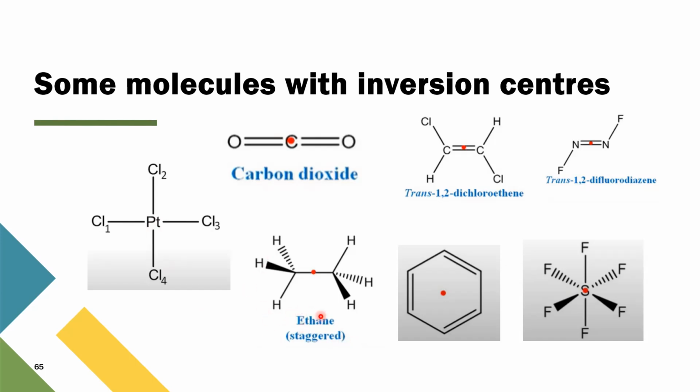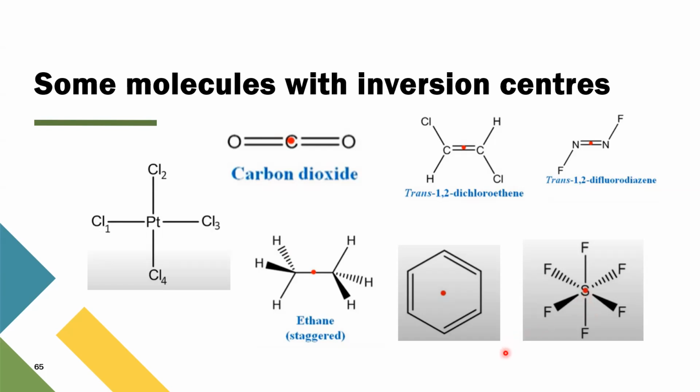In staggered form of ethane, again you get a midpoint because from here to here, you can draw a line. 2 equal atoms are there. Here to here and here to here, right? So make a model and see, then you can understand. Similarly, in benzene, you get inversion center in the middle of the molecule. Then hexafluorosulfur, sulfur hexafluoride.